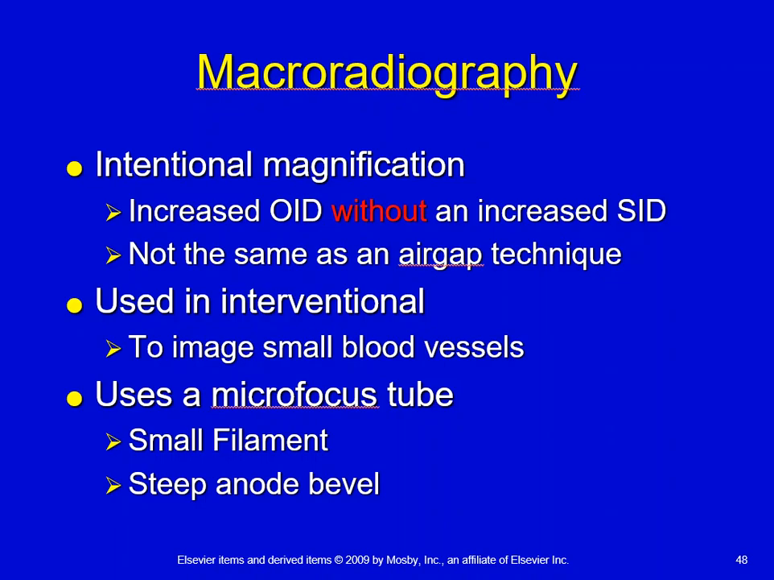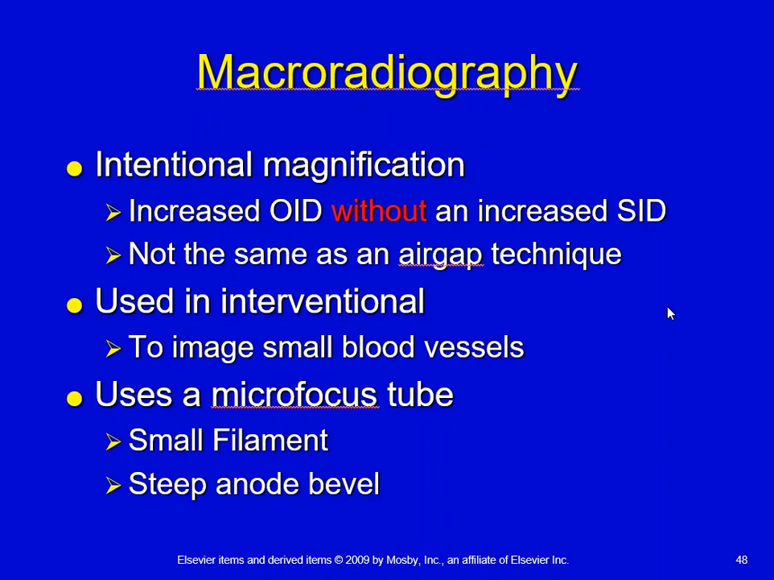Now, when we're talking about changes in OID and SID, it's important to understand that there are times that we want intentional magnification, and those exams are what we call macro radiography. We don't see it a whole lot anymore. With digital processing, we can magnify the image without having to use an increase in OID. But if you read a question that refers to macro radiography, that is intentional magnification. So again, if you double your OID and you double your SID, you don't increase your magnification. So with macro radiography, what you have is an increase in OID without an increase in SID. This is not the same thing as an air gap technique.